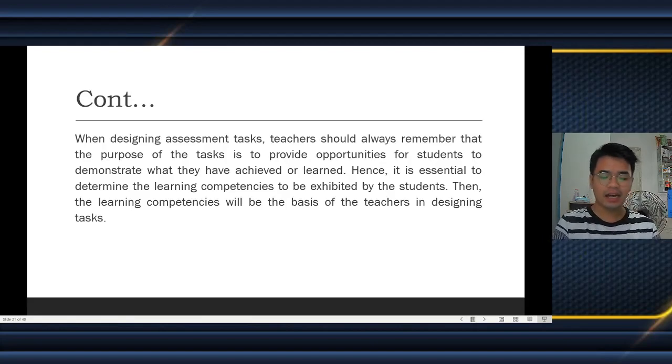At the end of the day, our performance tasks are not just simply activities. They are assessment strategies. And the very reason why we implement several assessment strategies is for us teachers to know whether our students have learned or did not learn. Okay? So therefore, it is essential to determine the learning competencies to be exhibited by your students. Then, the learning competencies will be the basis of the teachers in designing the tasks.